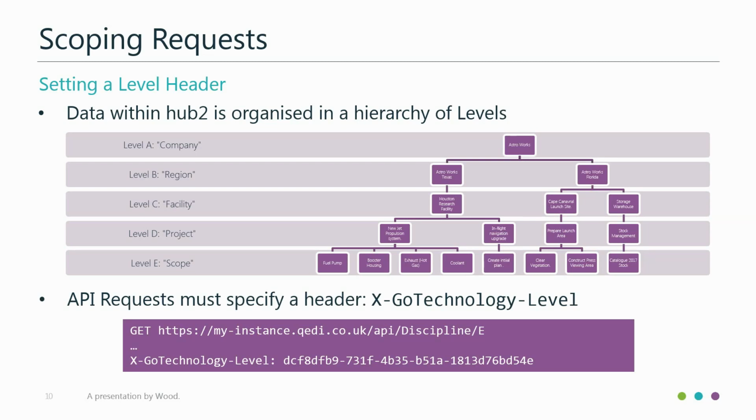Each request to the API should include a header called GoTechnology level, which is set to the ID of the level at which the request should be targeted. To work out the correct ID to use, you can check the API wiki, which has guidance to help you choose, or you can contact GoTechnology support, who can also help you find it.